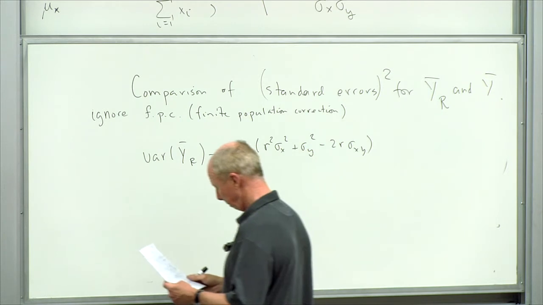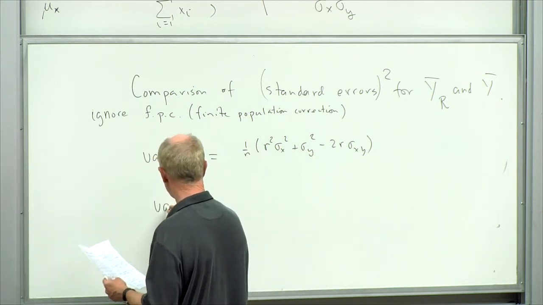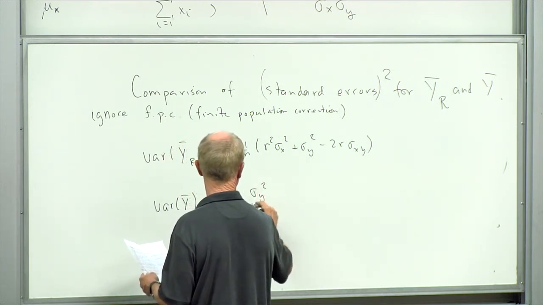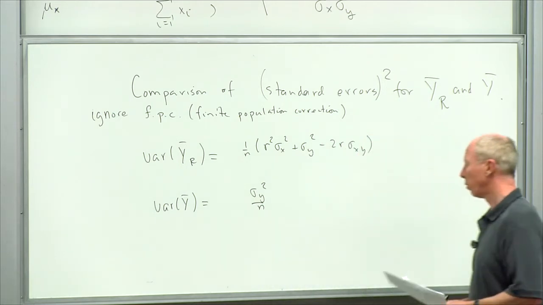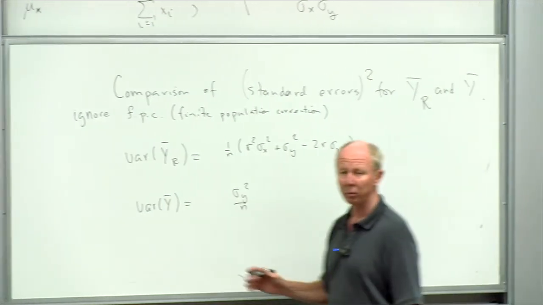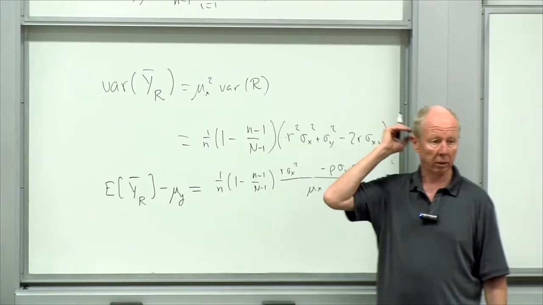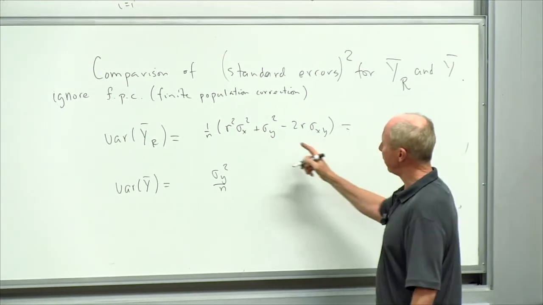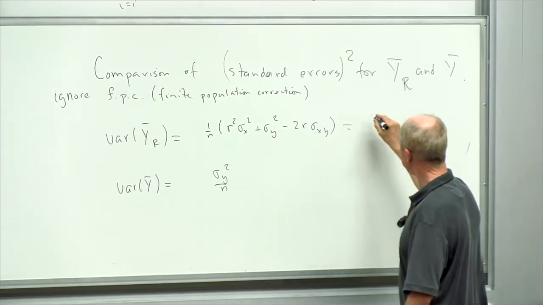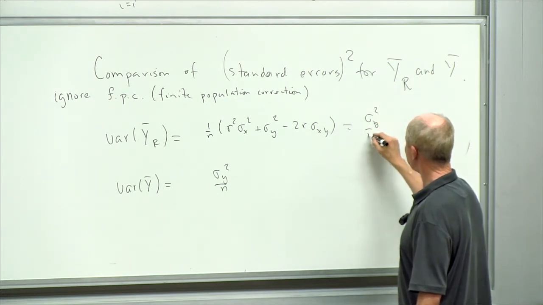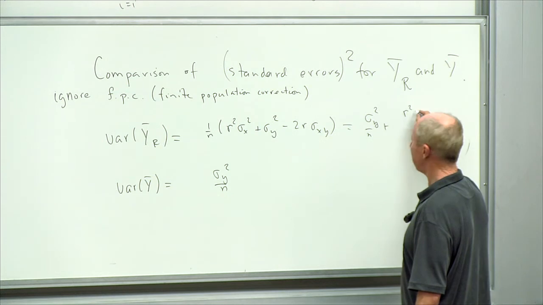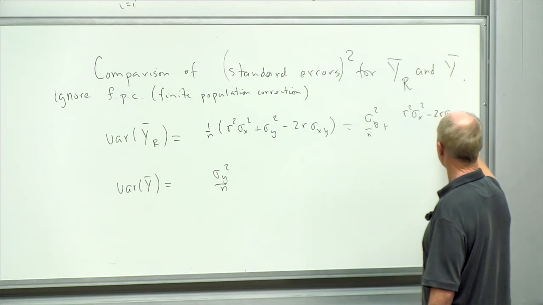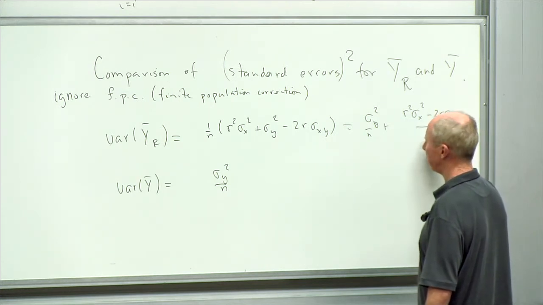And variance of y bar is just sigma y squared over n. Ignoring, again, the finite population correction because it's the same for both. Okay. And this means we should rewrite the first thing here, if we want to compare them, as sigma y squared over little n plus R squared sigma x squared minus 2R sigma xy over nothing, I guess.